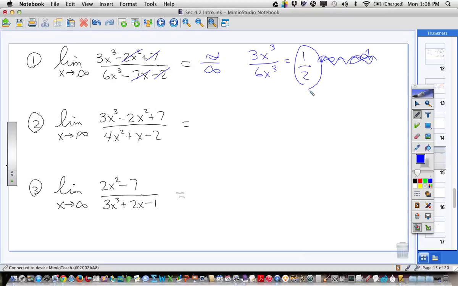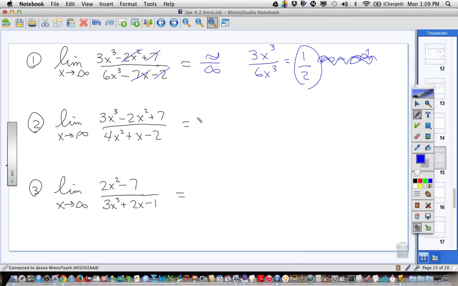Now, if this limit was x approaches 2, we'd have to plug a 2 in for x and do it that way. But when x is getting big, the high power is going to dominate everything else. The other stuff won't matter. So this is where on the video they were saying, if the degrees are equal, just take the coefficients, and that's your answer. All right, here's another one.